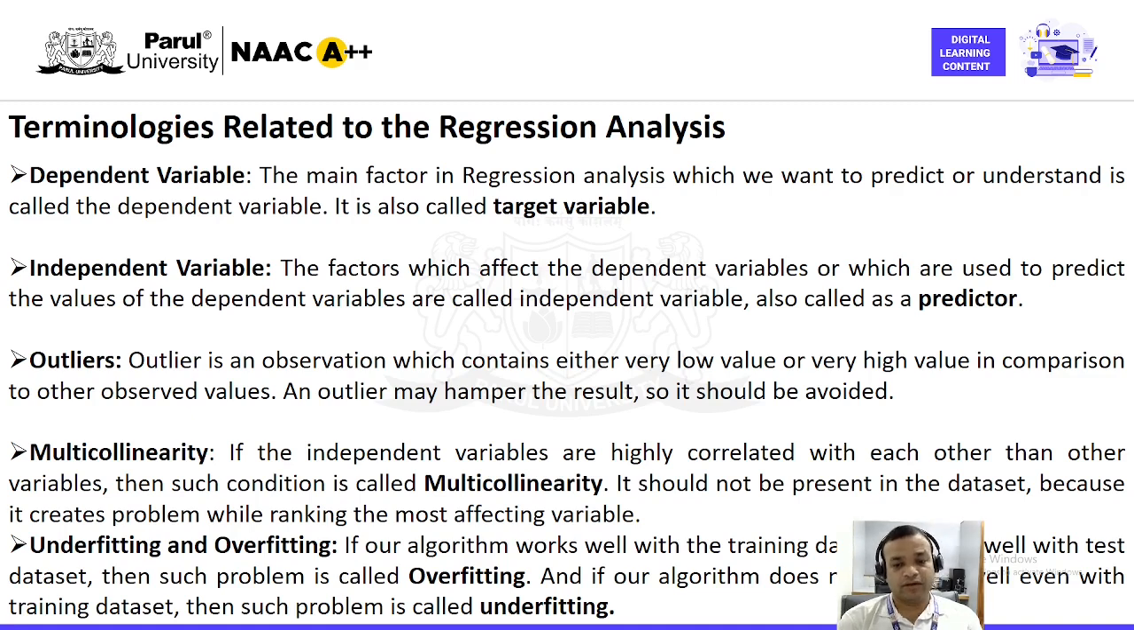And if your algorithm does not perform well even on the training data set, that is the second condition. If your model does not perform well even with the training data set, then such a problem is called underfitting. So this is the basic difference between underfitting and overfitting.